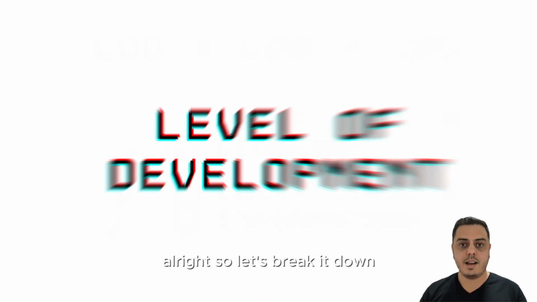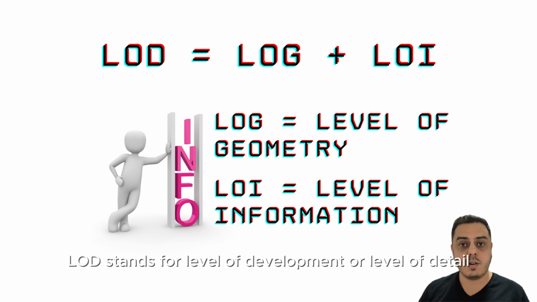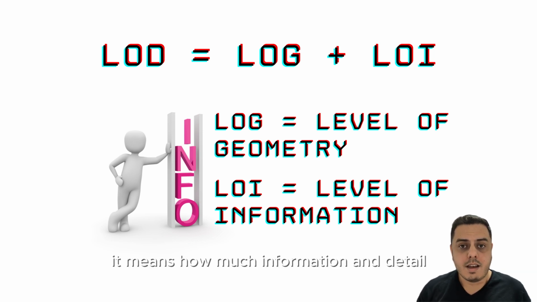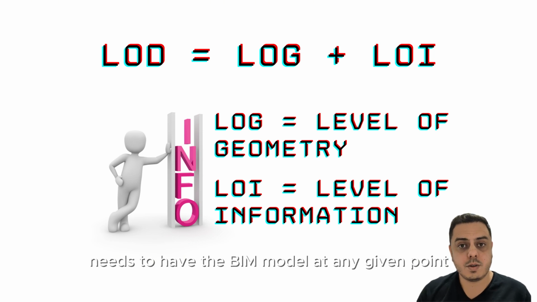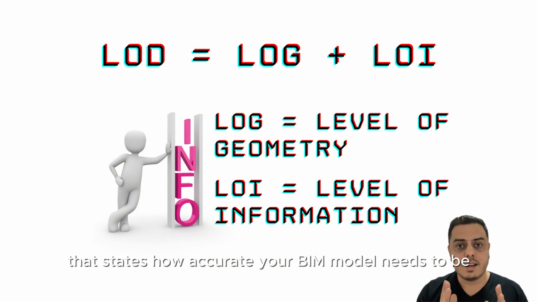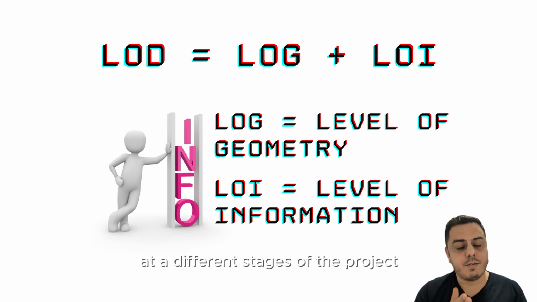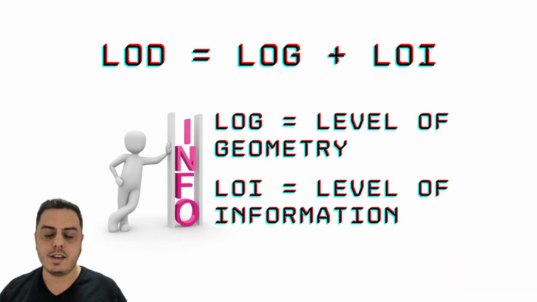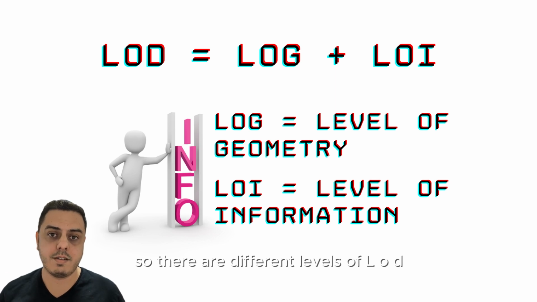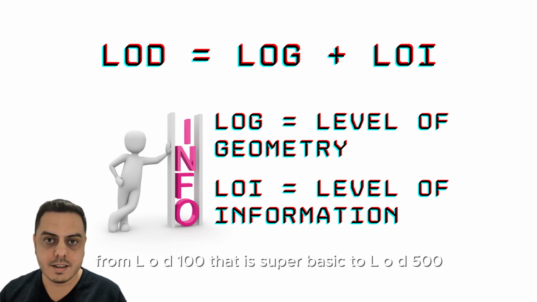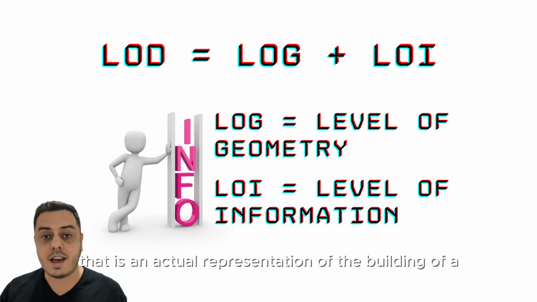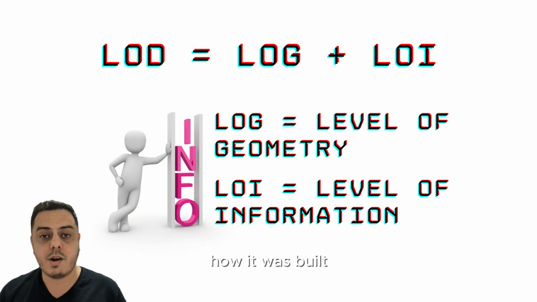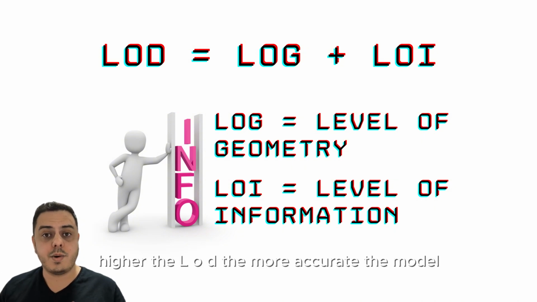So let's start. Alright, so let's break it down. LOD stands for level of development or level of detail. It means how much information and detail the BIM model needs to have at any given point. Let's think about it as a roadmap that states how accurate your BIM model needs to be at different stages of the project. There are different levels of LOD, from LOD 100, that is super basic, to LOD 500, that is an actual representation of the building as it was built. The higher the LOD, the more accurate the model.